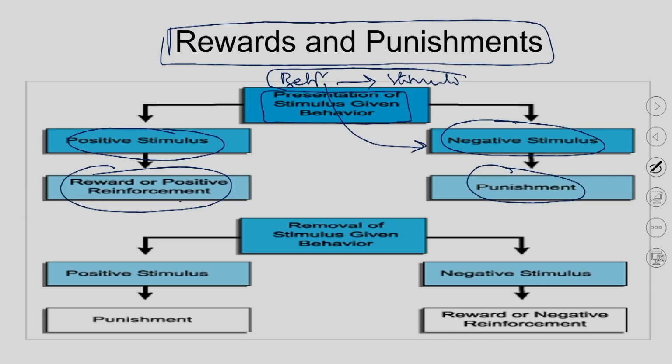There are 2 more things to look at: presentation of a stimulus given a behavior, and removal of a stimulus given a behavior. You do a behavior and because of that a particular stimulus is either presented or removed. Now, if you do a particular behavior and a positive stimulus is taken away from you, it is called punishment.